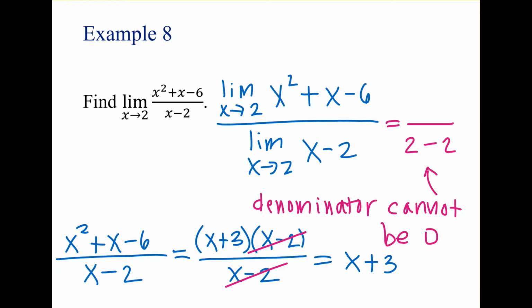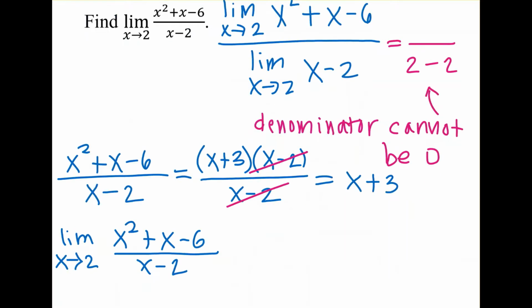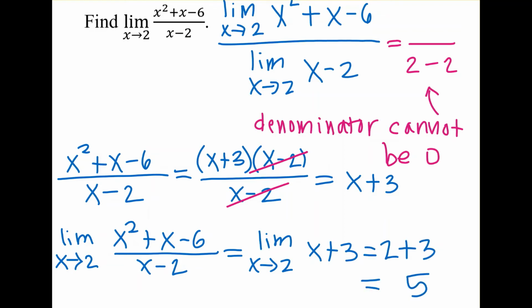So now let's look at the limit of the function again. We originally have the limit as x approaches 2 of this expression, but now we can replace this expression with x plus 3. Now x plus 3 is a polynomial, so that means in order to compute this limit, we can just substitute 2 for x. And we have 2 plus 3, which equals 5. So the limit of the function as x approaches 2 is 5.